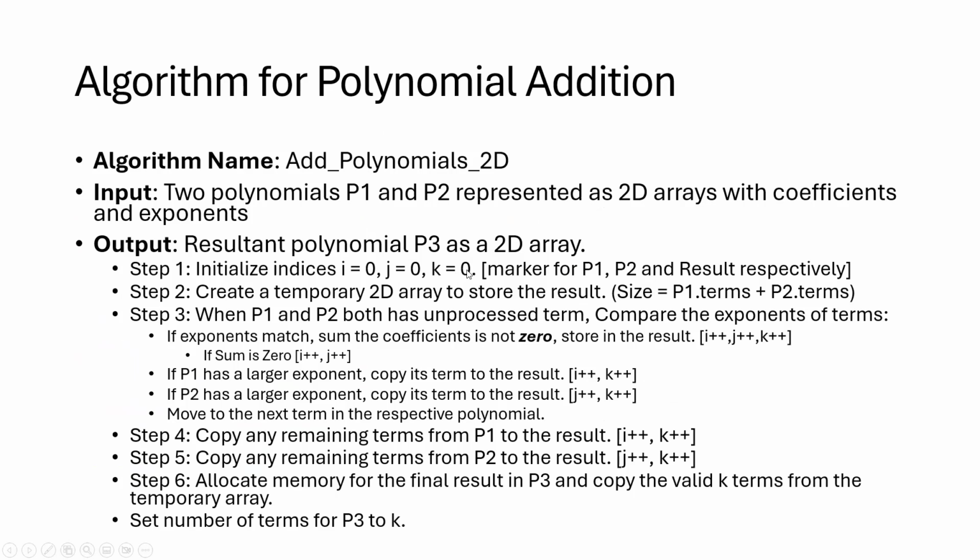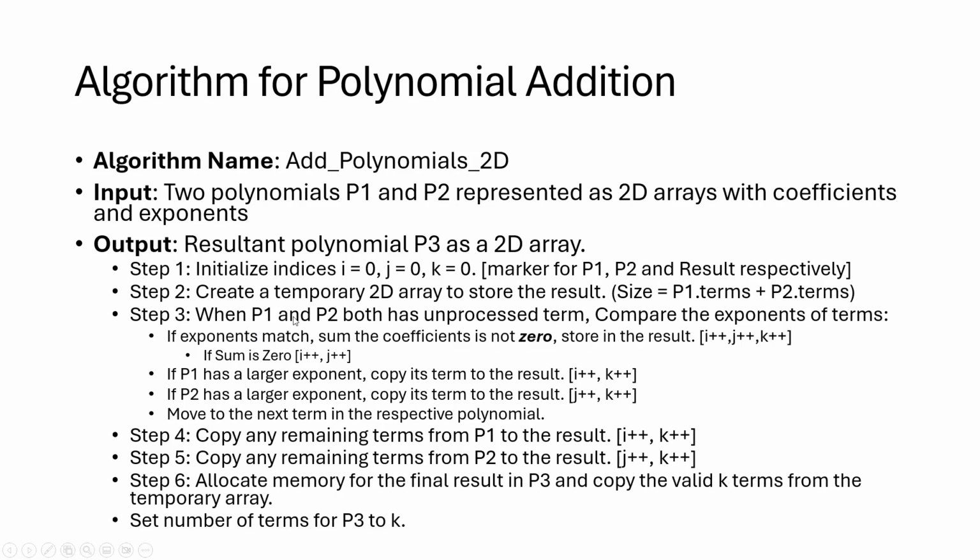We will take three markers, i, j, and k, and we will initialize them to 0. So i is for P1, j is for P2, and k is for the resultant polynomial. Or basically, k will point to the elements of the temporary storage. Later, we will copy that into my resultant polynomial.